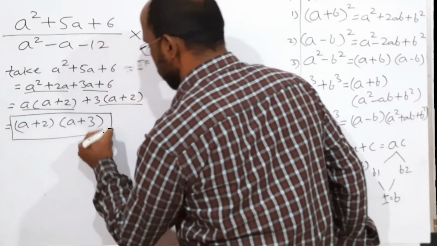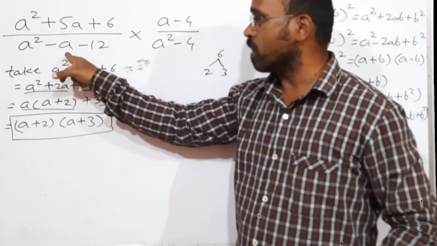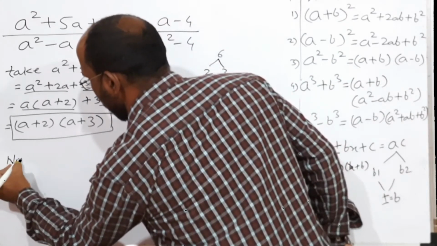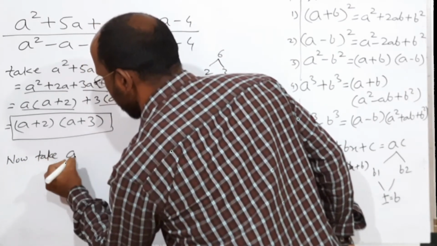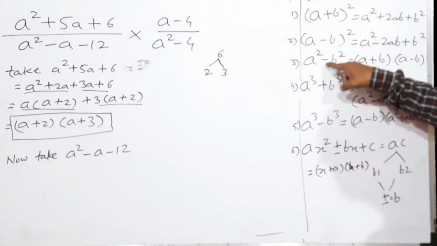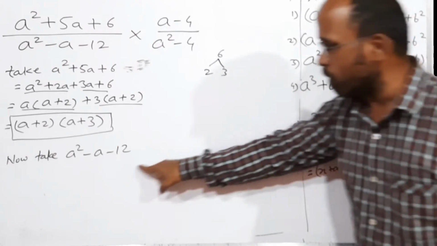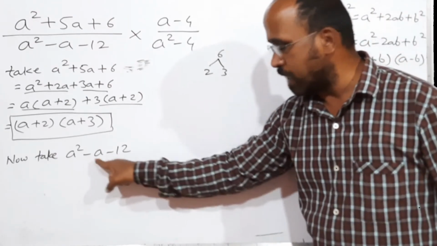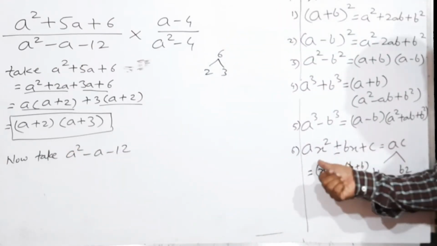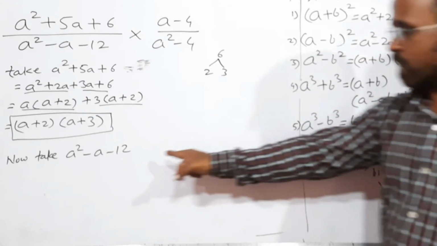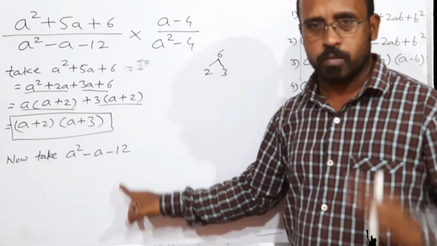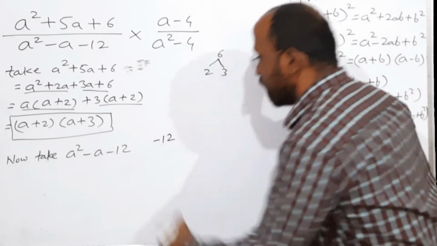Okay students, now we have to take the second one, a square minus a minus 12. Now take a square minus a minus 12. Once again, the 1, 2, 3, 4, 5 formulae contain 2 terms. This expression contains 3 terms and the orders of the indices are decreasing. The highest order is 2. So it perfectly matches the sixth technique, ax square plus bx plus c. It means we have to factorize it such that we multiply the coefficients of the first and third: 1 multiplied by minus 12. The multiplication is minus 12. The multiplication is negative.